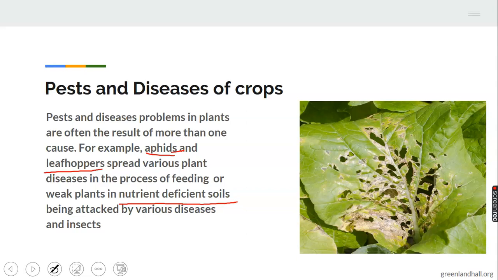The best soil for planting is, I hope you still remember, loamy soil. It is black, it is rich in nutrients. When farmers grow crops in soils that are nutrient deficient, that is, the nutrient is not sufficient, is not enough, what happens? The crops will not grow well. It even becomes worse when these crops are now even attacked again by insects.